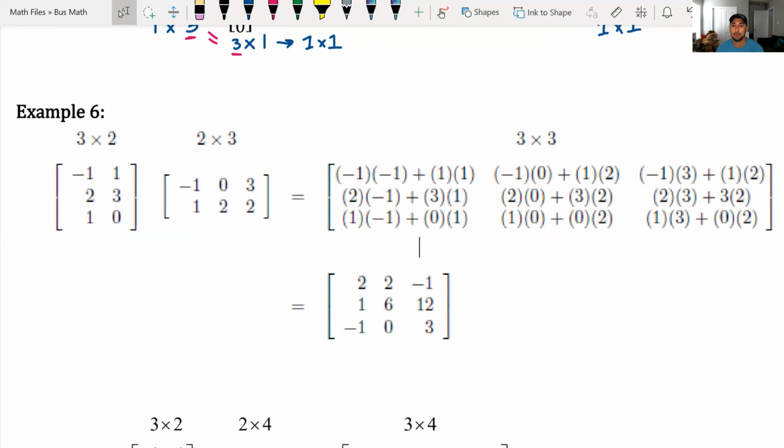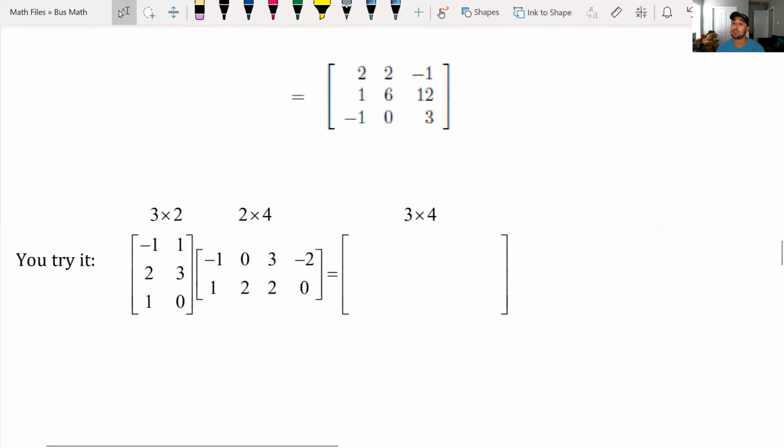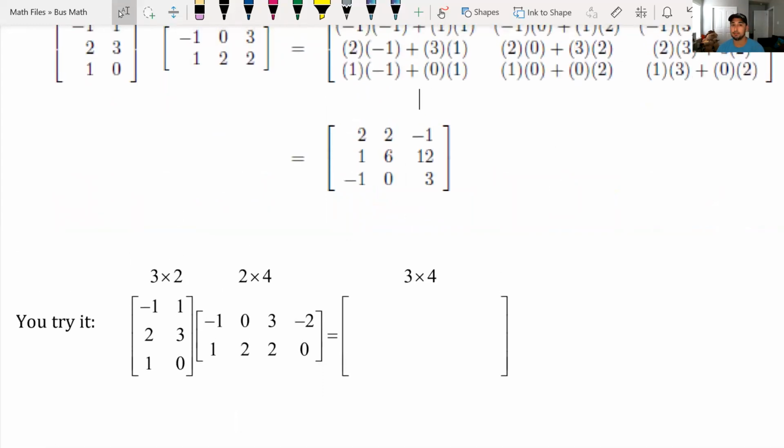Whew. Okay. Now, let's try it on our own, but we're gonna use a calculator because I don't need this video going on forever. Lucky you, right? All right. So first thing we look at are the dimensions. This is a 3x2 times a 2x4. These are equal, which means the resulting matrix will be a 3x4.